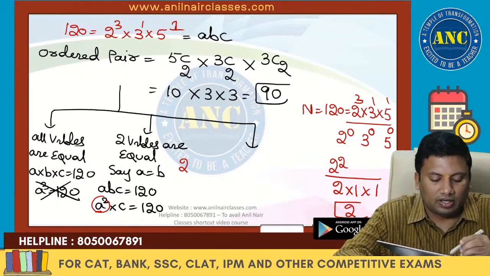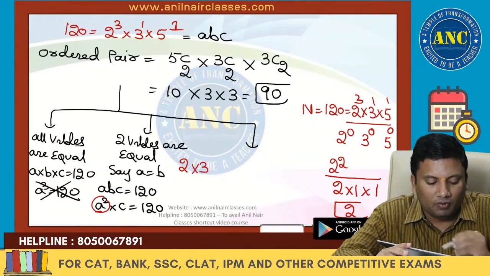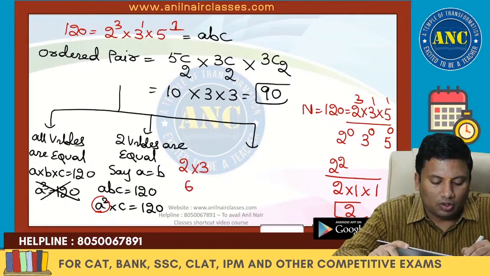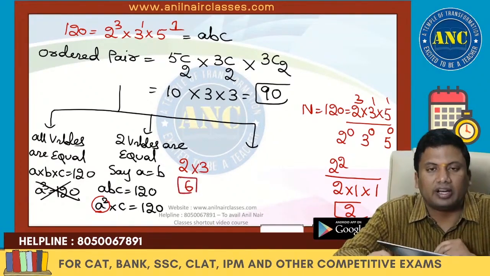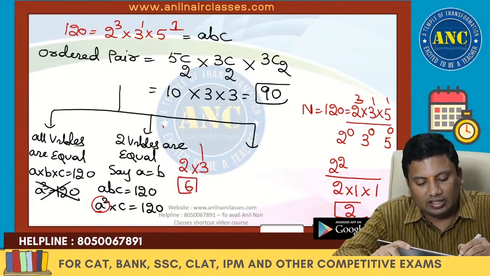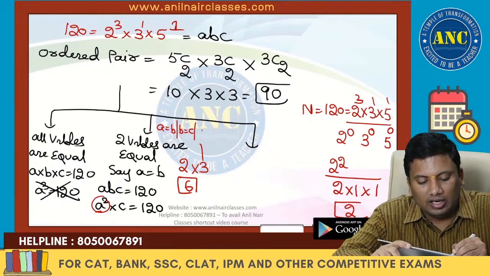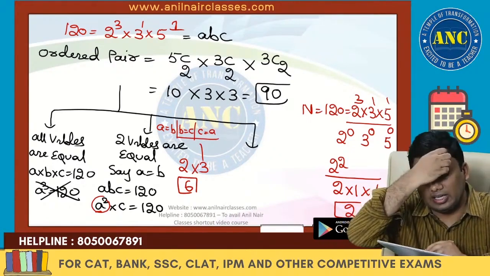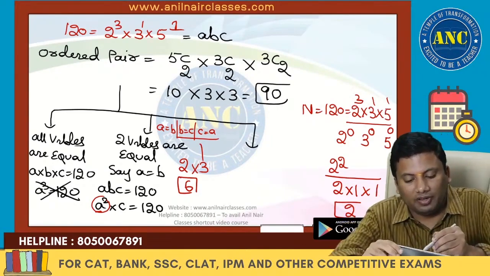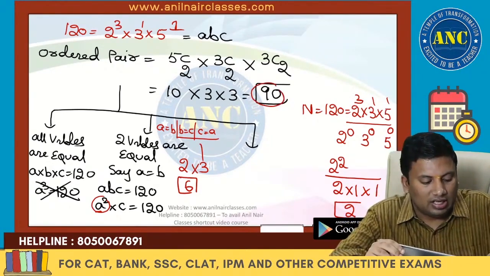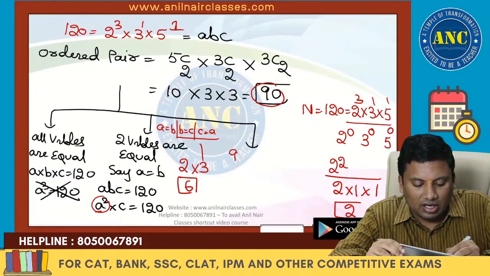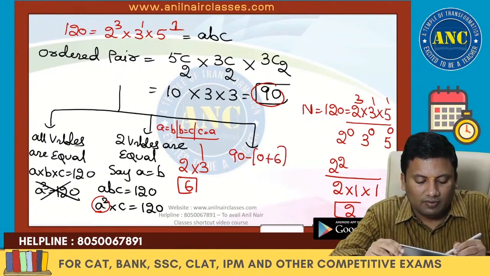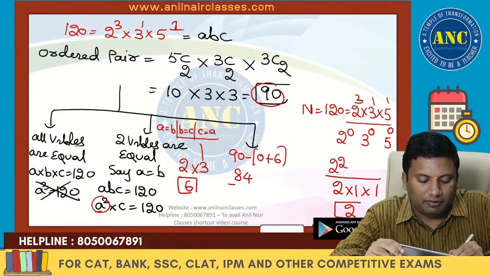2 cases we got. 2 into 3, what is 2 into 3? Total 6 cases we will get. What are these 3 cases? A equivalent to b, b equivalent to c, c equivalent to a. Total 3. 2 into 3, it is nothing but 6. Out of 90 total, all equal is 0 and two equal is 6. So 90 minus of 0 plus 6, which is nothing but 84.